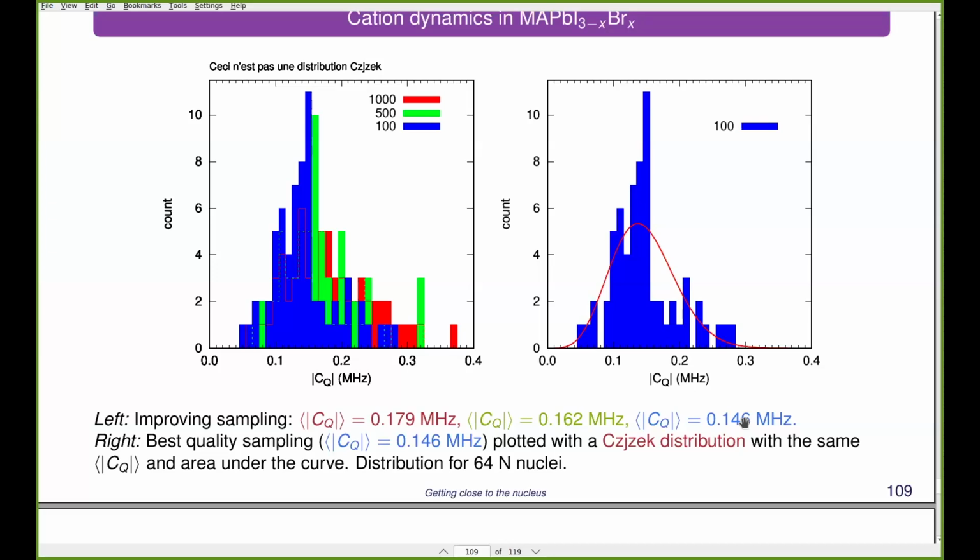Still, of course, this is not very beautiful because we have a sample here with only 64. So if you would calculate the distributions of CQs, this is the average value. And you would expect something like this famous Czjzek distribution, which is a distribution in the CQ you get whenever there is disorder in the first neighbor shell, which to a large extent here is the case. It would be better to have a little bit more nuclei again to have this distribution better sampled. But you see that it follows it pretty well.